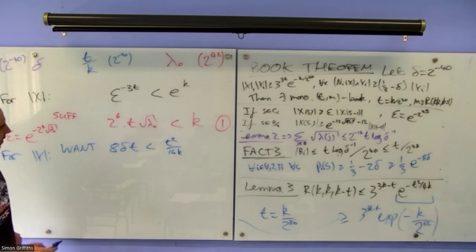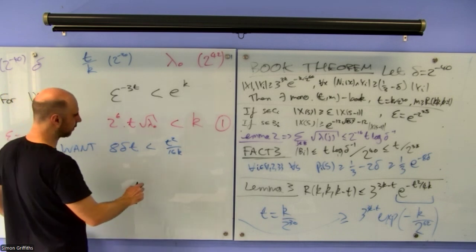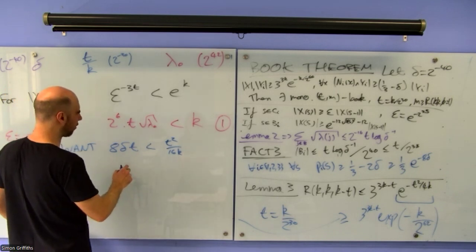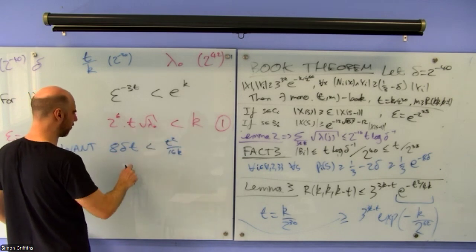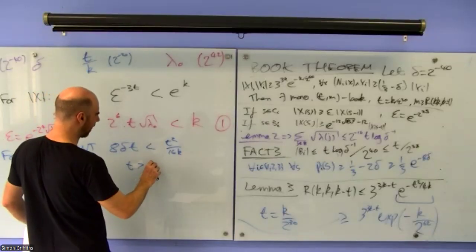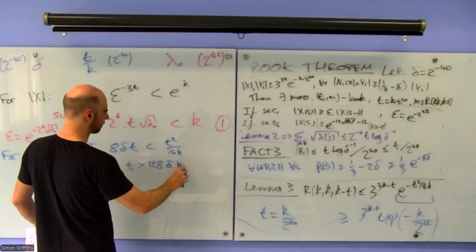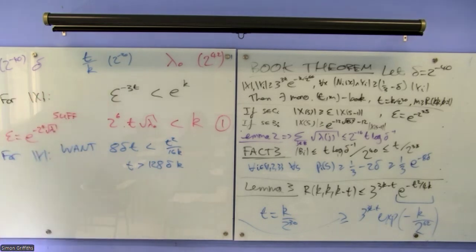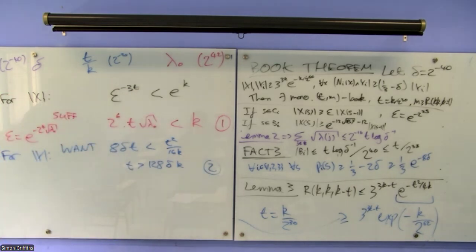And if I move one t over there and cancel, this is something more like, because this is t less than something, this will be t greater than, whatever it is, 128 delta k. So this is a second thing we want to satisfy.